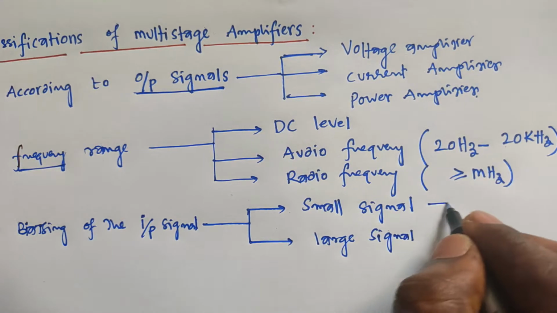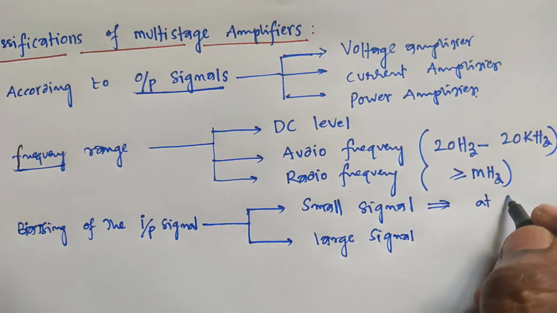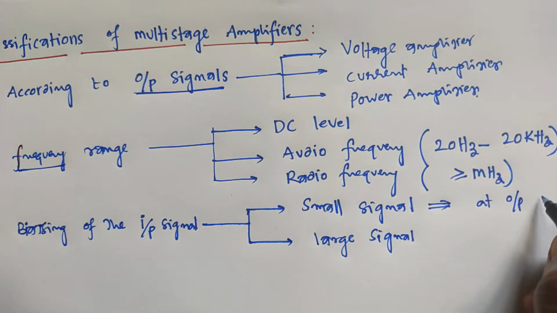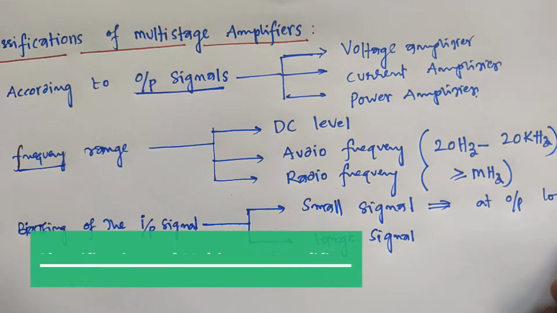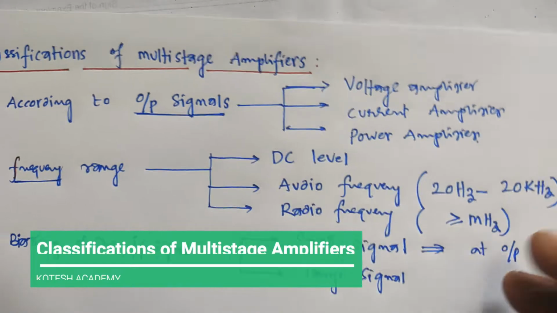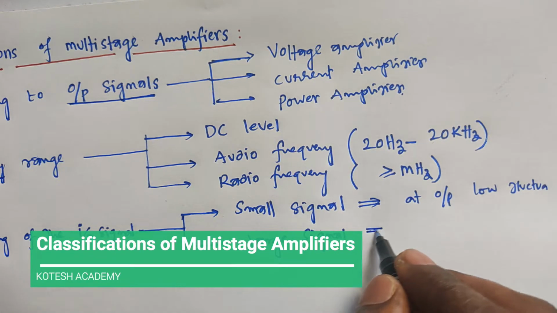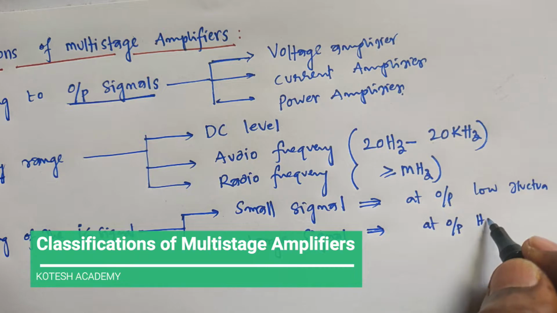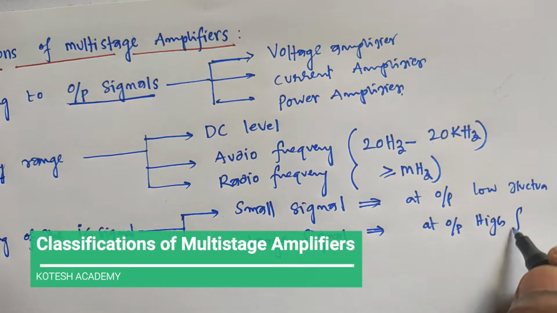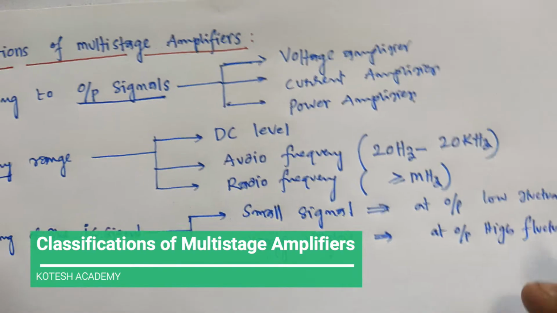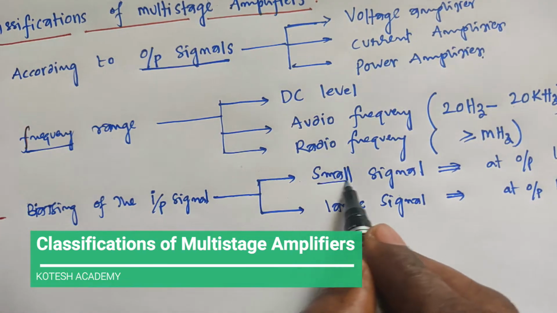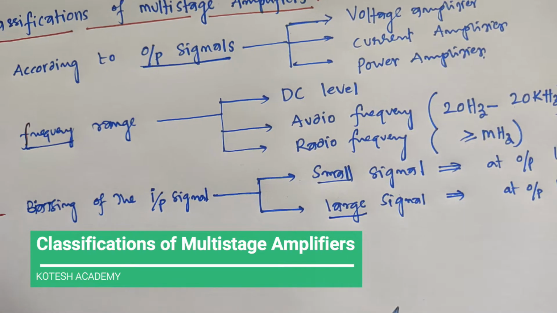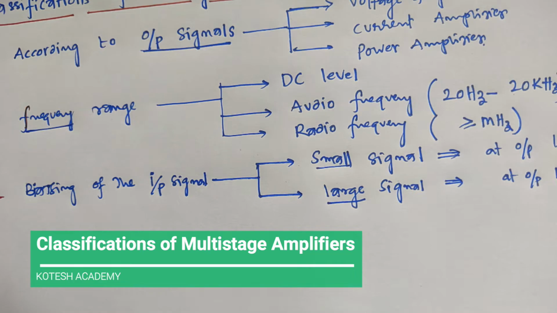Small signal is nothing but at the output, if you get only low fluctuations. But what is meant by large signal? At the output, if you get high fluctuations, like that. So based on that, we can segregate it as both small and large. That is purely based on biasing.